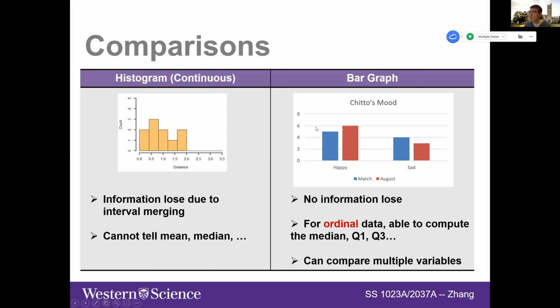Also, as in this picture, with the bar graph we can display multiple variables. For example, we put happy and sad, and also March and August, in the same plot. So we can put both months in the same plot. But for the histogram, you cannot do it that way unless you want to merge the data sets and put them together. So that's one advantage of using a bar graph.